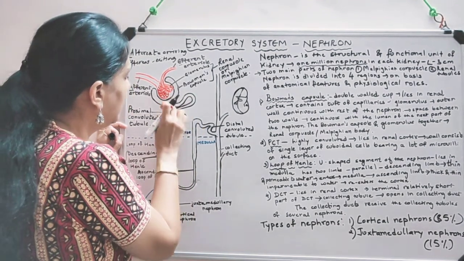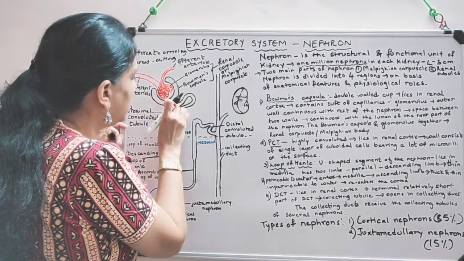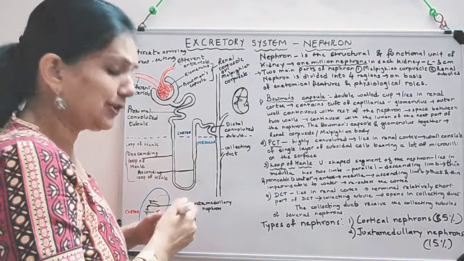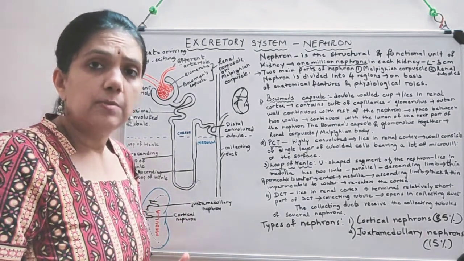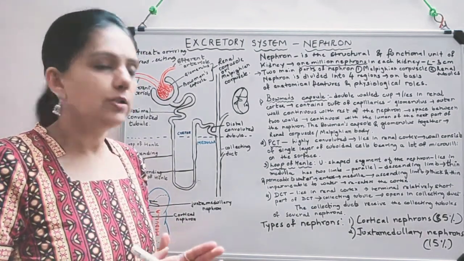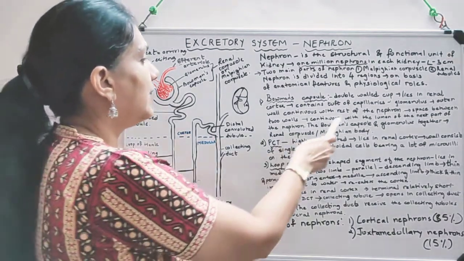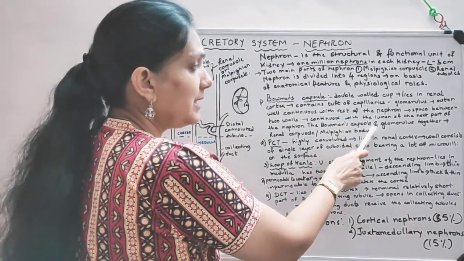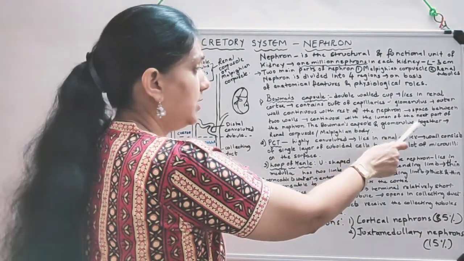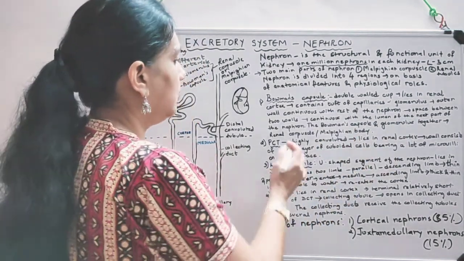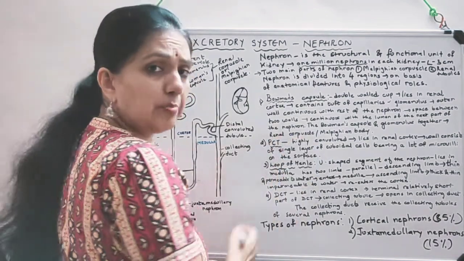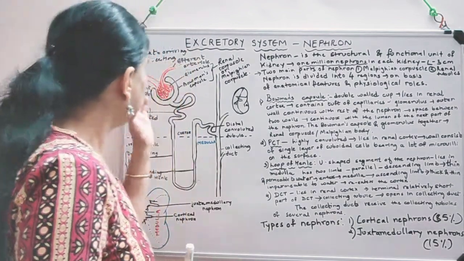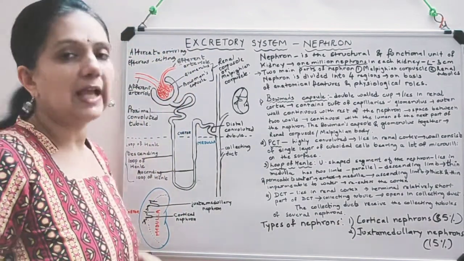Do you see it over here? This space is joining with this. That is the next part. And this part is called proximal convoluted tubule. So we did everything from here, and I already told you Bowman's capsule and glomerulus together, they are known as renal corpuscle, Malpighian body, or corpuscle. So that is about Bowman's capsule.